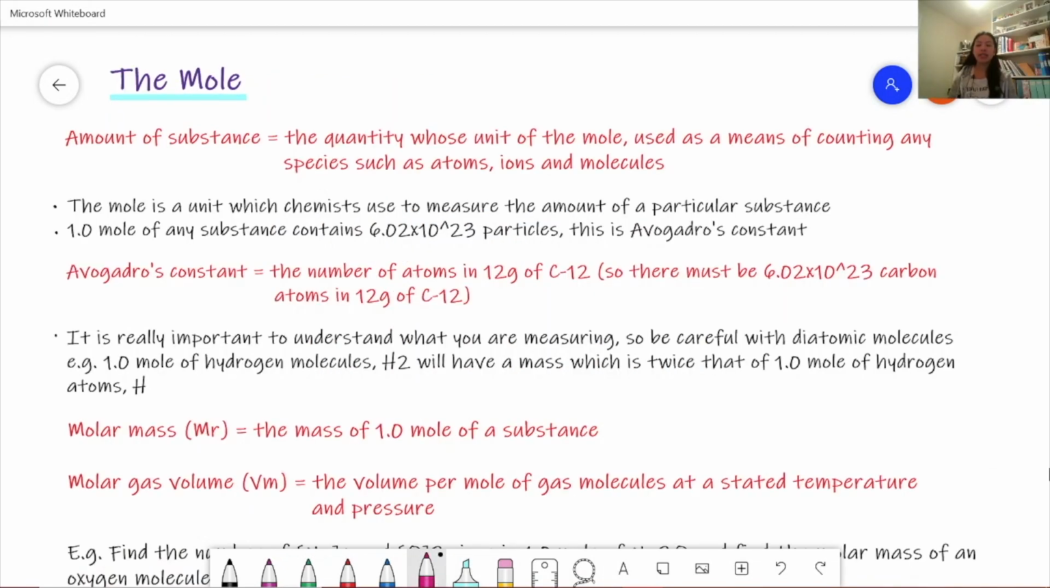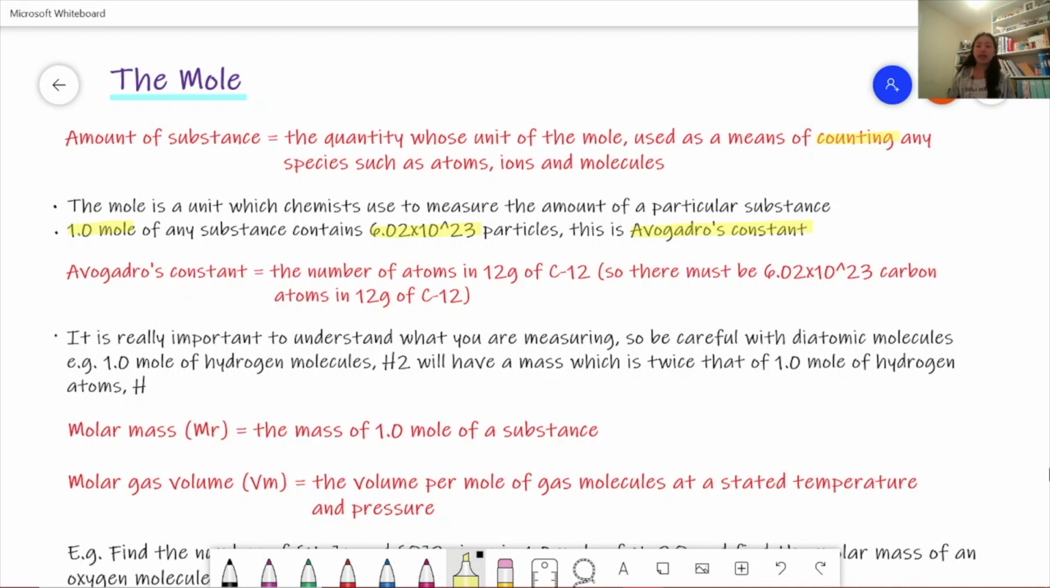Firstly, we need to define amount of substance. The definition is the quantity whose unit is the mole, used as a means of counting any species, such as atoms, ions, or molecules. The mole is a unit which chemists use to measure the amount of a particular substance, and 1 mole of any substance contains 6.02 times 10 to the power of 23 particles. This is Avogadro's constant.